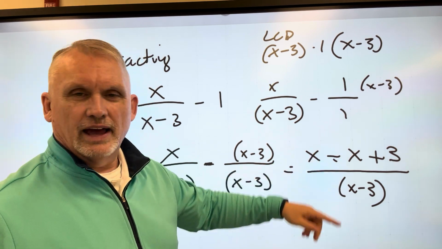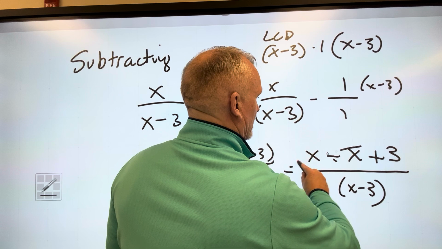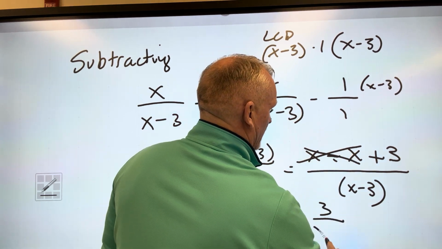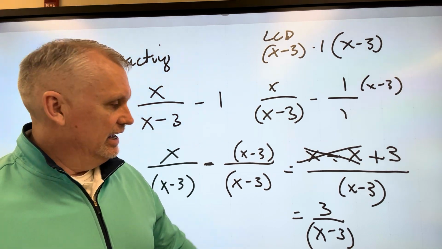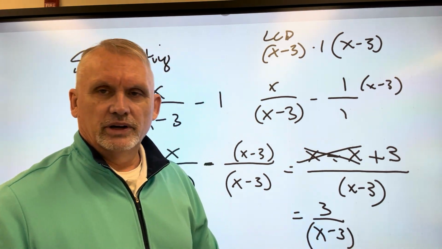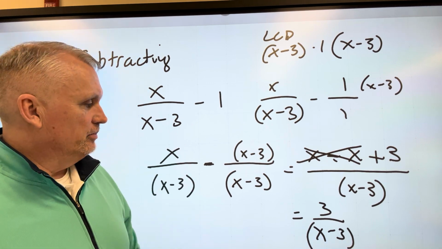Now combine things. What's x minus x? That's right, it goes away. 3 over x minus 3. The reason that I put them in parentheses still is because somebody wants to cancel out those 3's. Do not do that. That's your answer. 3 over x minus 3.